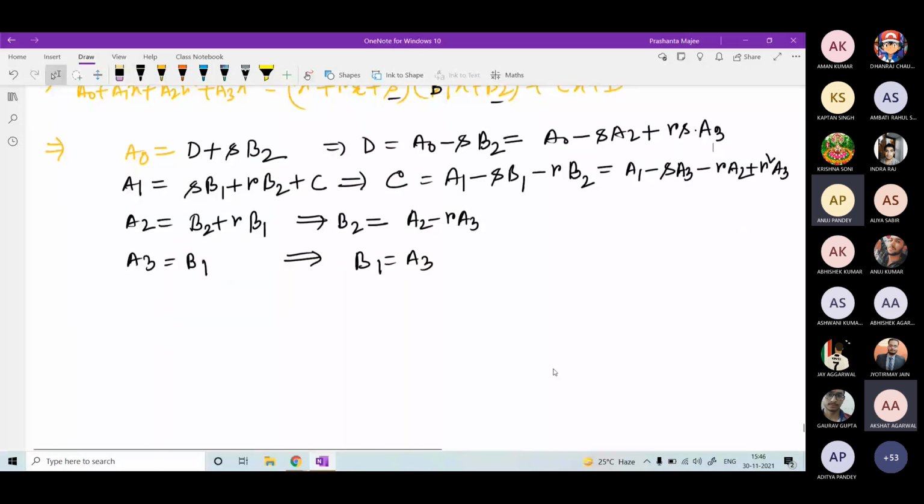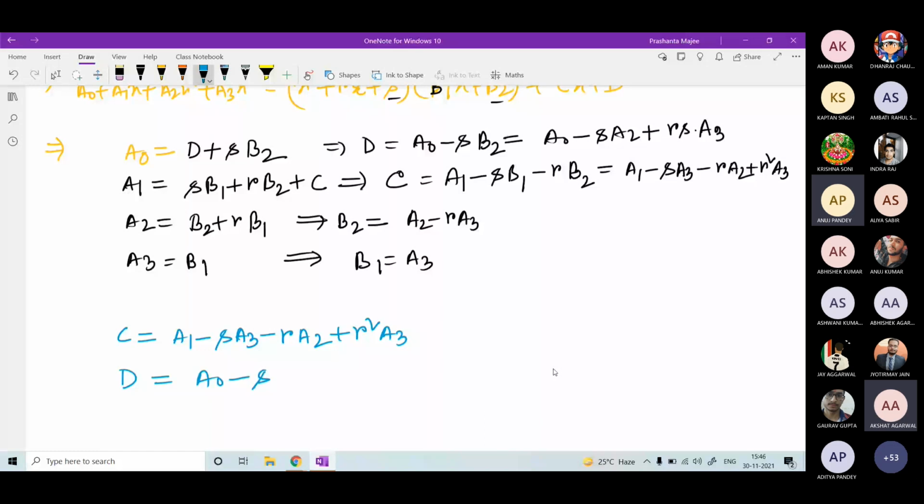So let me write down. C equals A1 minus S A3 minus R A2 plus R square A3. And what is D? D equals A0 minus S A2 plus R into S A3. Is it okay?